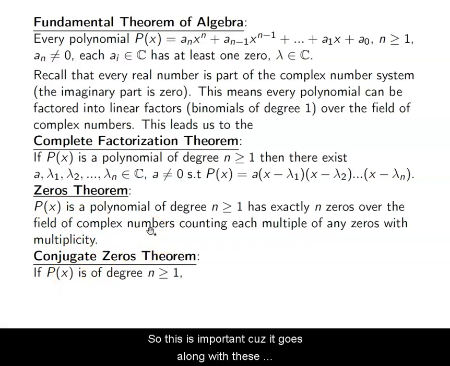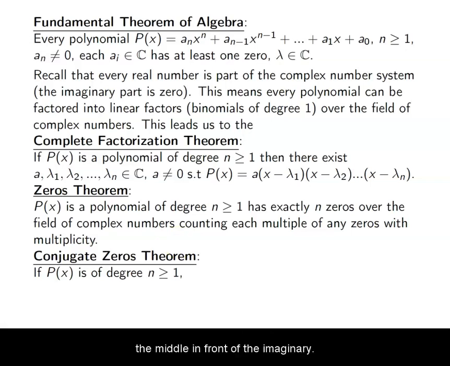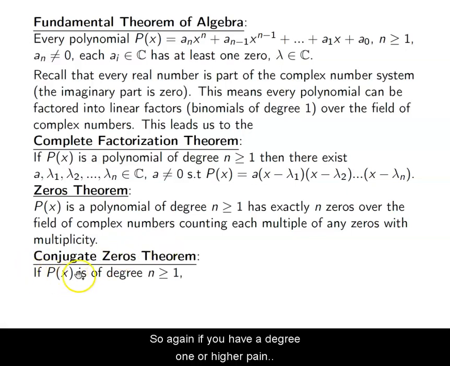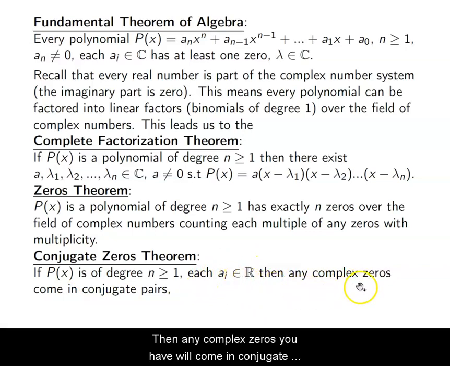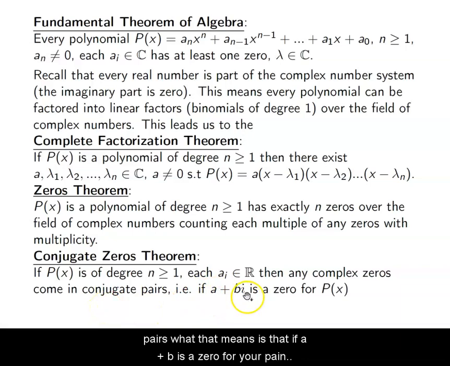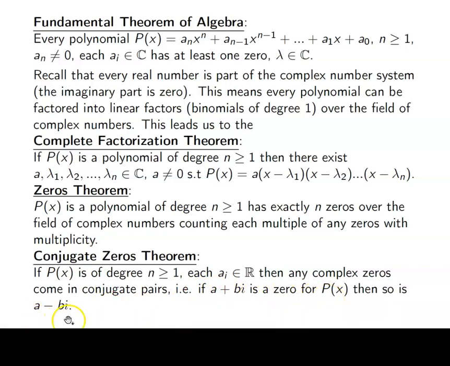The conjugate zeros theorem. This is important because it goes along with these complex values. Remember, complex values always come in conjugates, right? The values are the same, there's just a difference in the sign in front of the imaginary part. So if you have a degree 1 or higher polynomial and each of your coefficients are real values, not complex values, then any complex zeros you have will come in conjugate pairs. What that means is that if a plus bi is a zero for your polynomial, then so is a minus bi, because it's a complex conjugate.